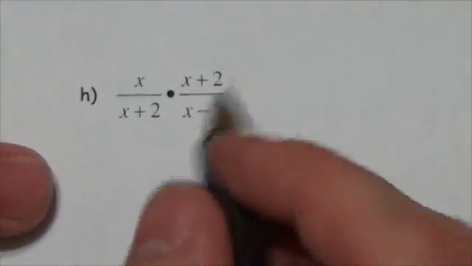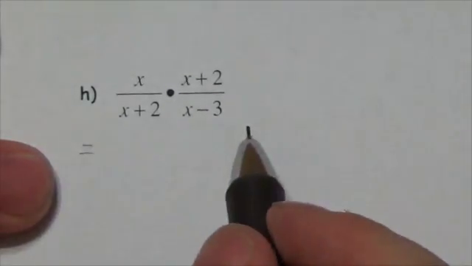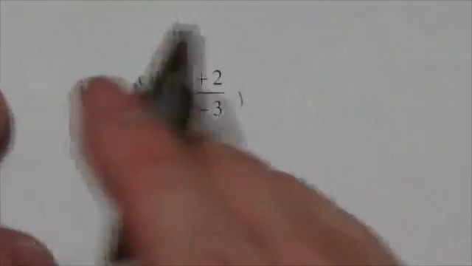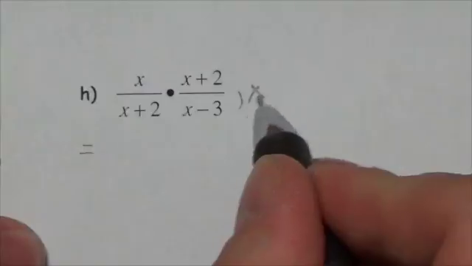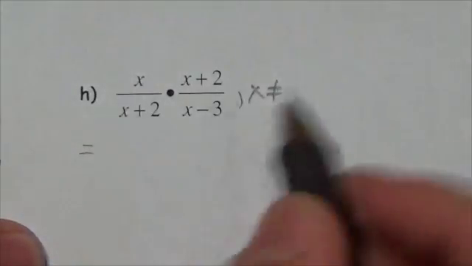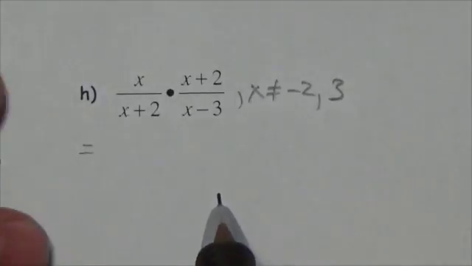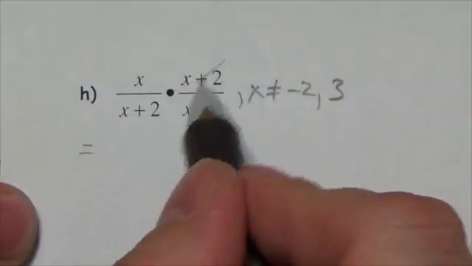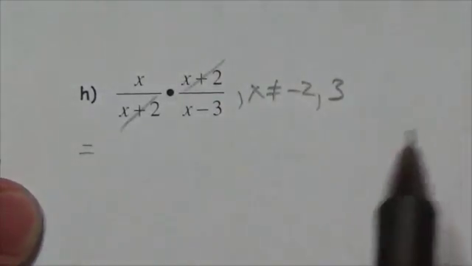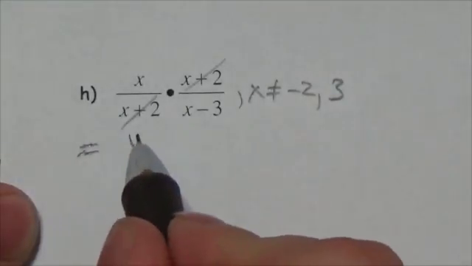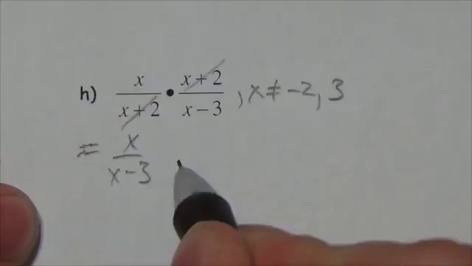Next page here. All right. Okay, well this is kind of a nice one here. Now, there's nothing to factor here. Everything is as simple as it's going to get here. Notice that our non-permissibles are that x can't equal -2, x can't equal +3. Now, x plus 2 divided by x plus 2 is 1. Now, this is equivalent to x over x minus 3.